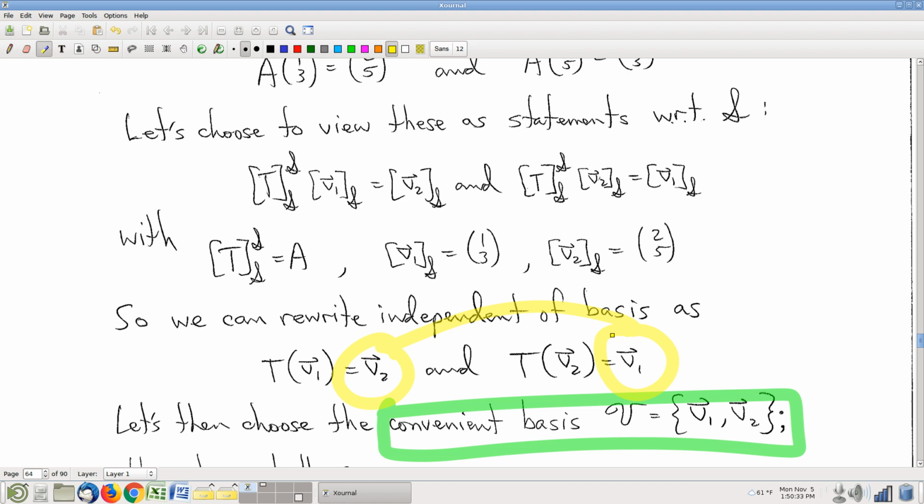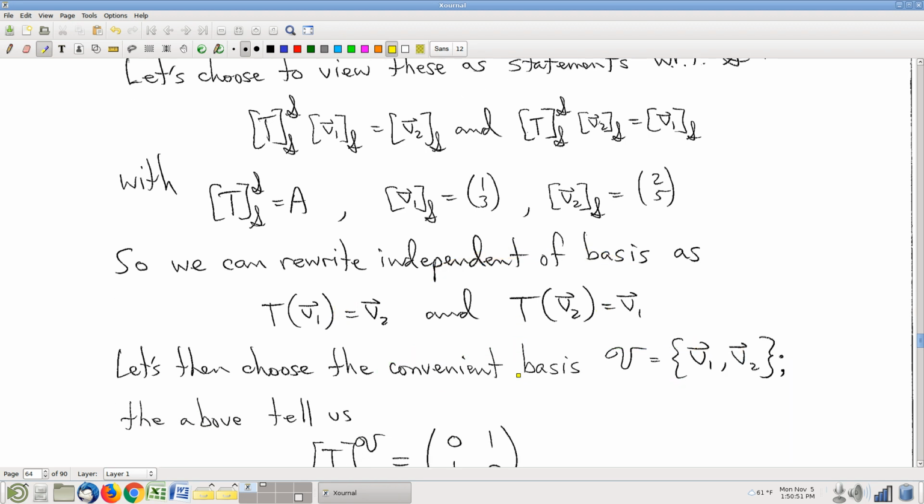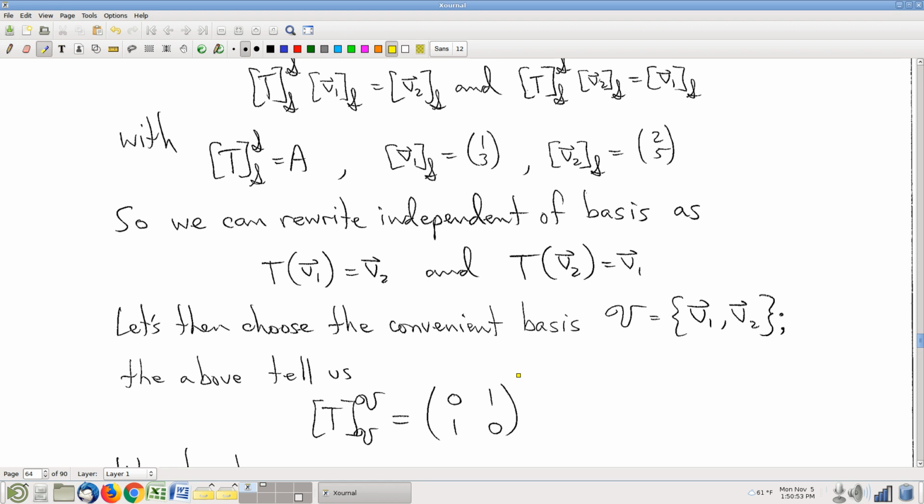Well, it's going to be hard to beat this basis, right? It's really easy to represent v2 with coordinates with respect to the basis v1, v2, right? That's going to be an easy one. Likewise, v1 is easy to represent with respect to that basis. So now that's strategizing in advance. Let's actually put it all together now.